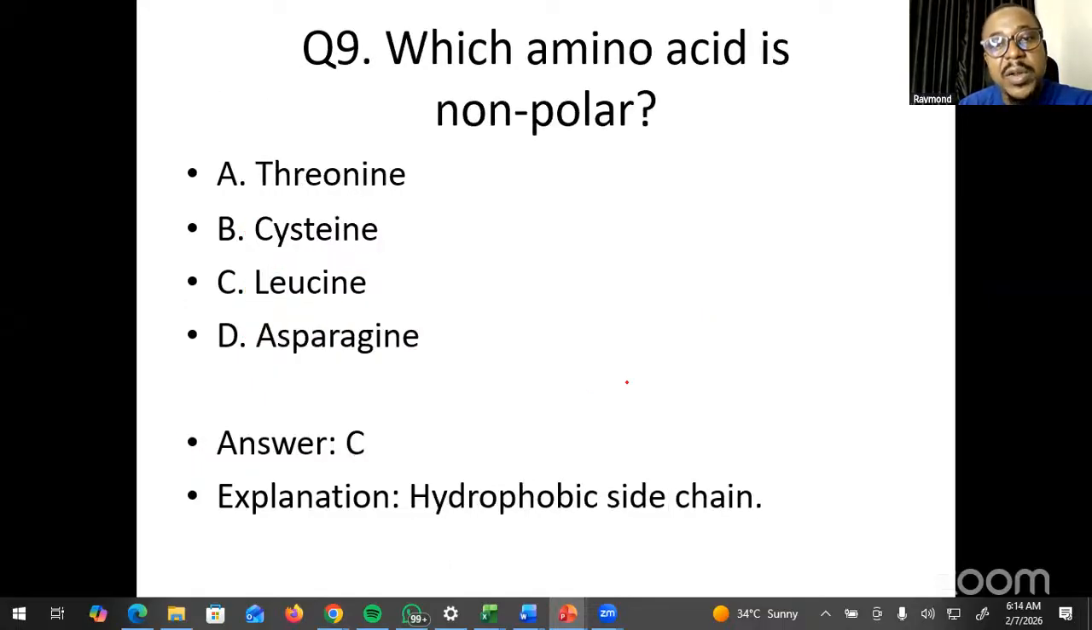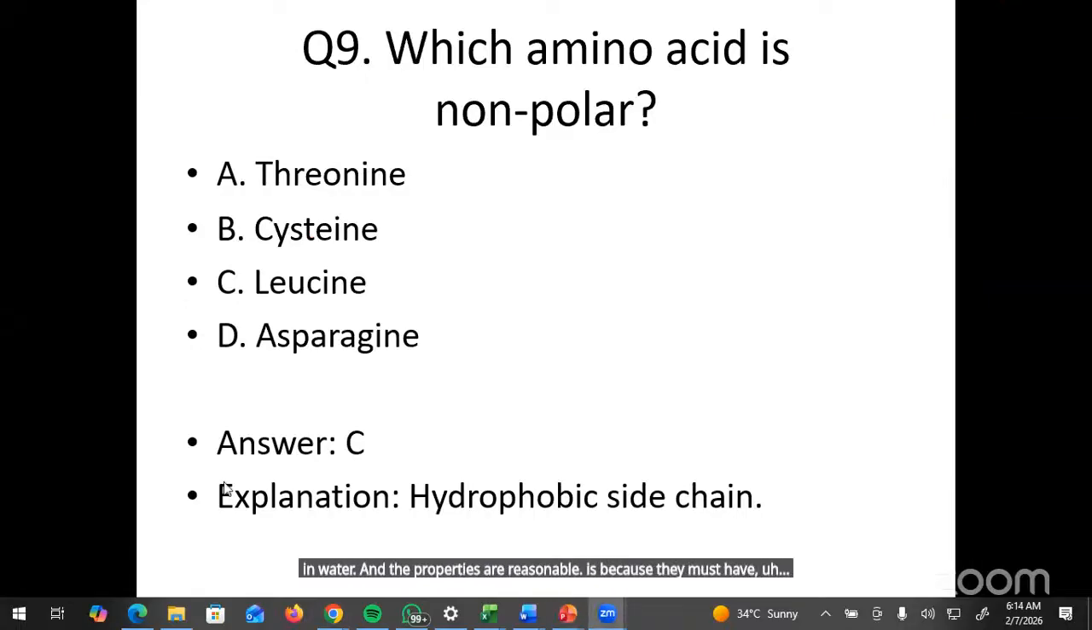So which amino acid is non-polar? When we say non-polar, that means it cannot be dissolved in water. And the property that makes them non-polar is because they must have, what's it called? They must have a polar group attached to them.